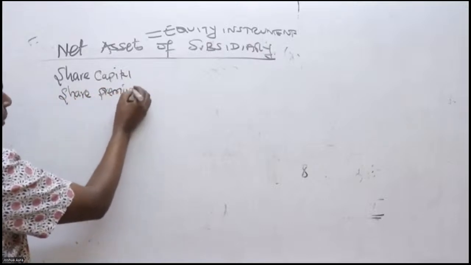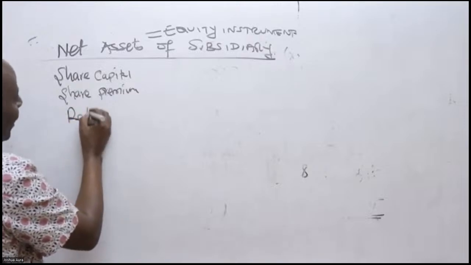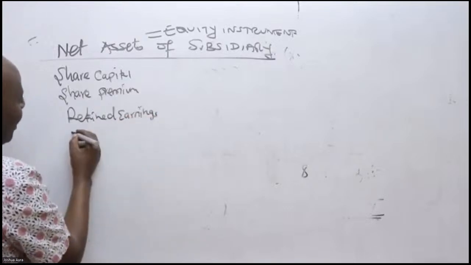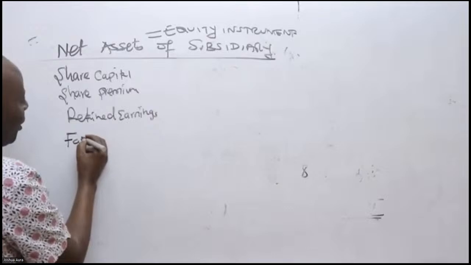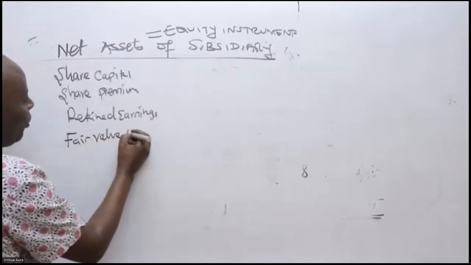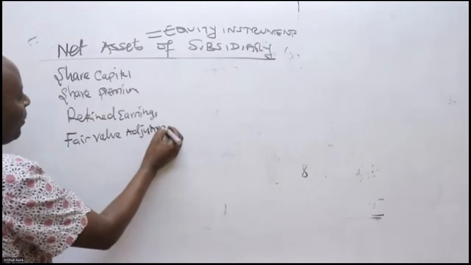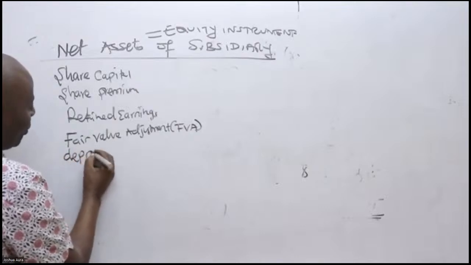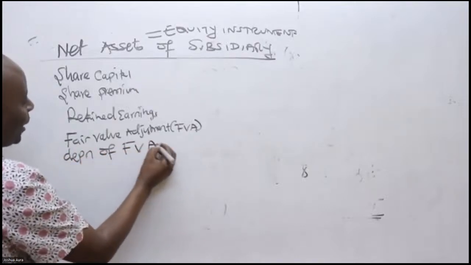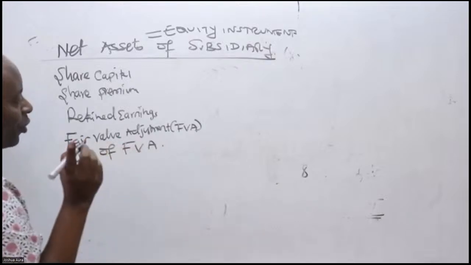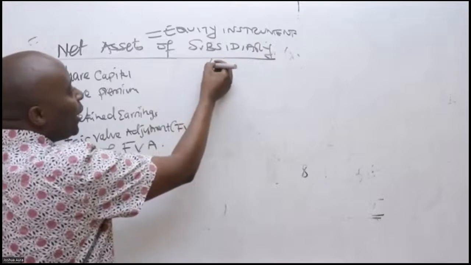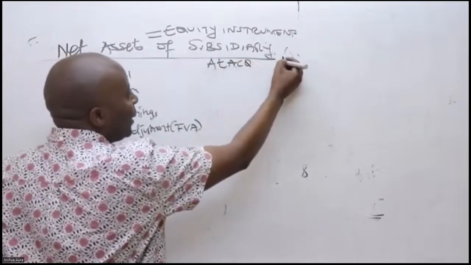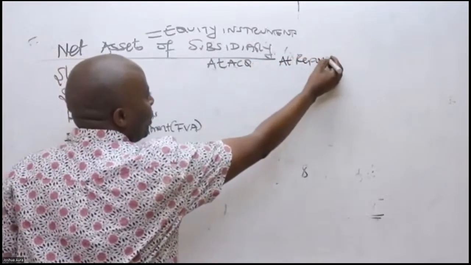We have in this case here the retained earnings, and then we have what we call the revaluations or the fair value adjustment, and then we shall be having what we call depreciation of fair value adjustment. Those four things. Listen, before you start writing, we shall get these net assets at acquisition and at reporting.